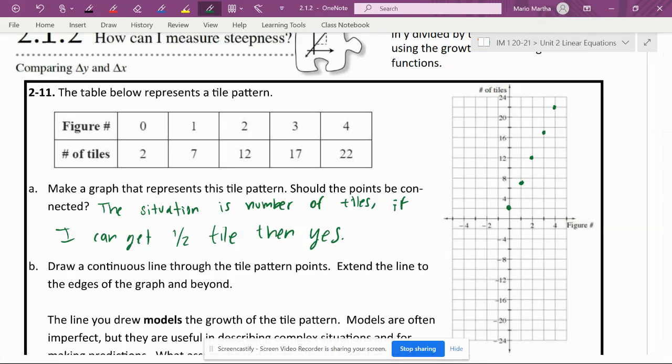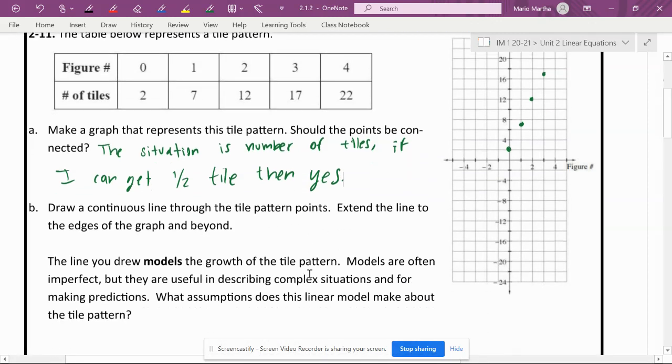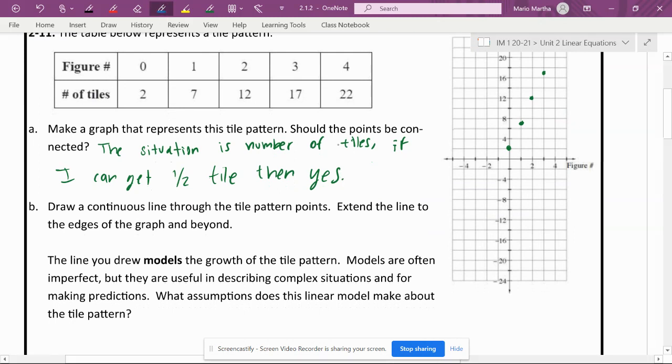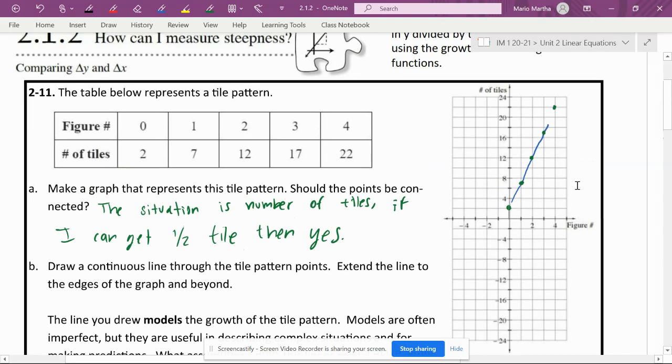And then it says part B, now draw a continuous line through the tile pattern points, extend the line to the edges of the graph and beyond. So they want us to connect this all the way. So we're going to keep connecting. Let's see the entire graph. So right there. And then also I want to go back in the negative side. So it's going to look something like this. It's a lot easier if you use a ruler.